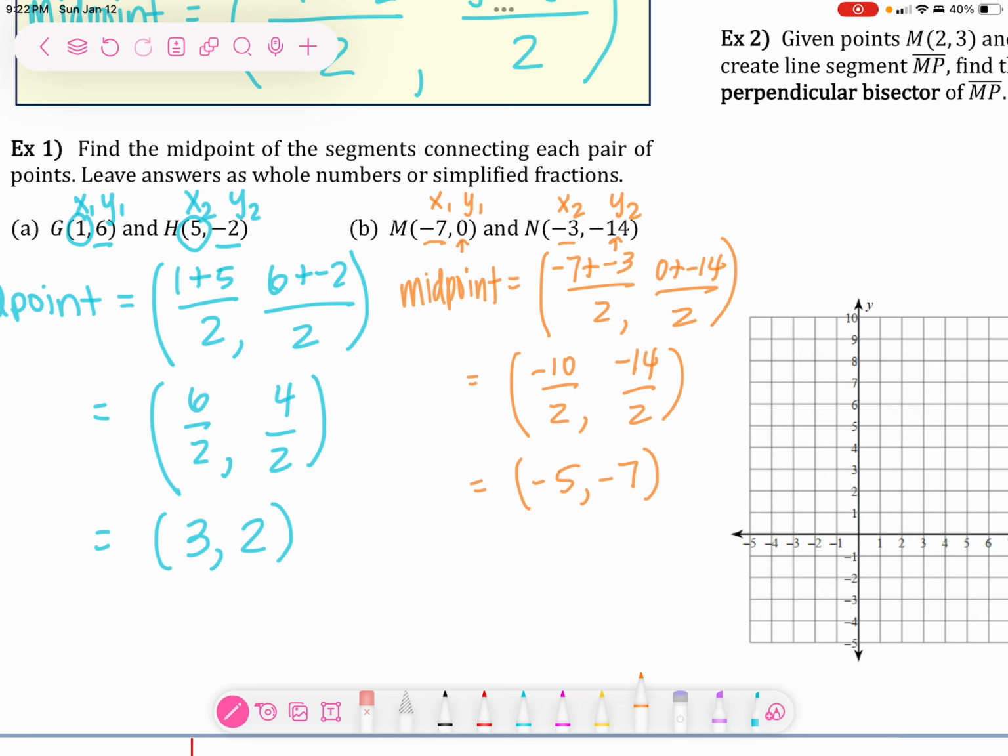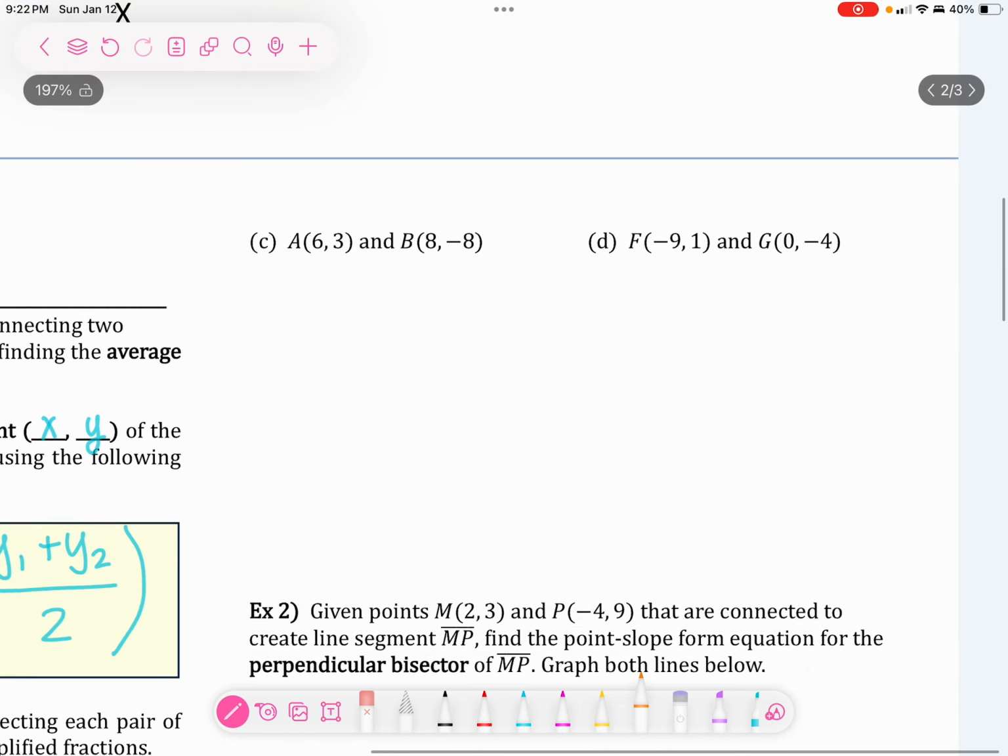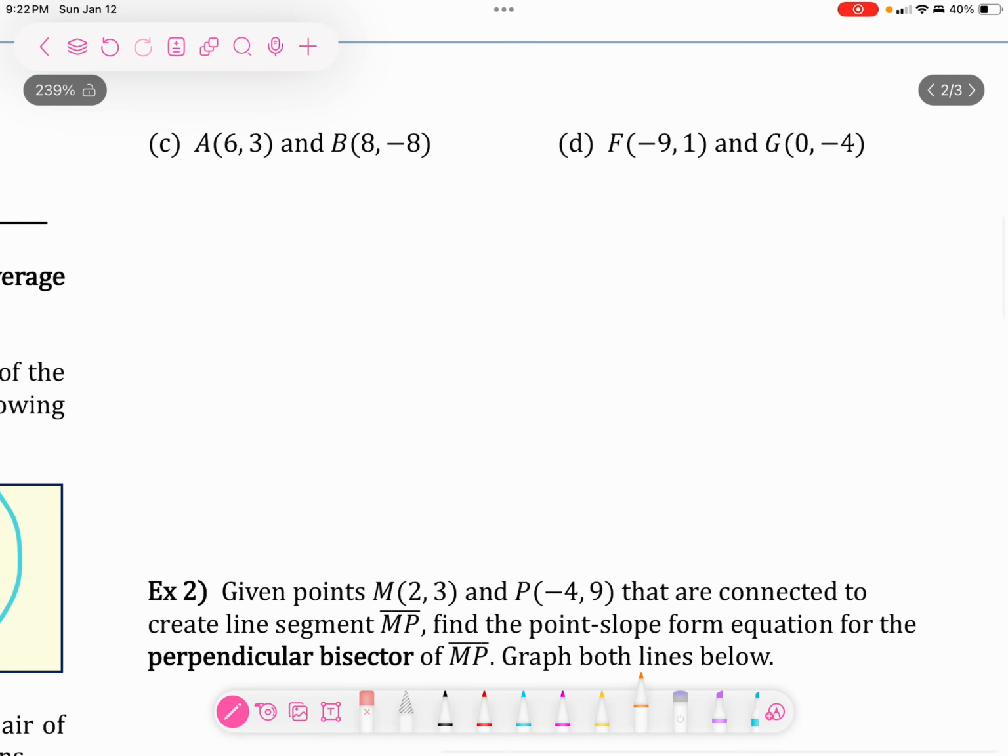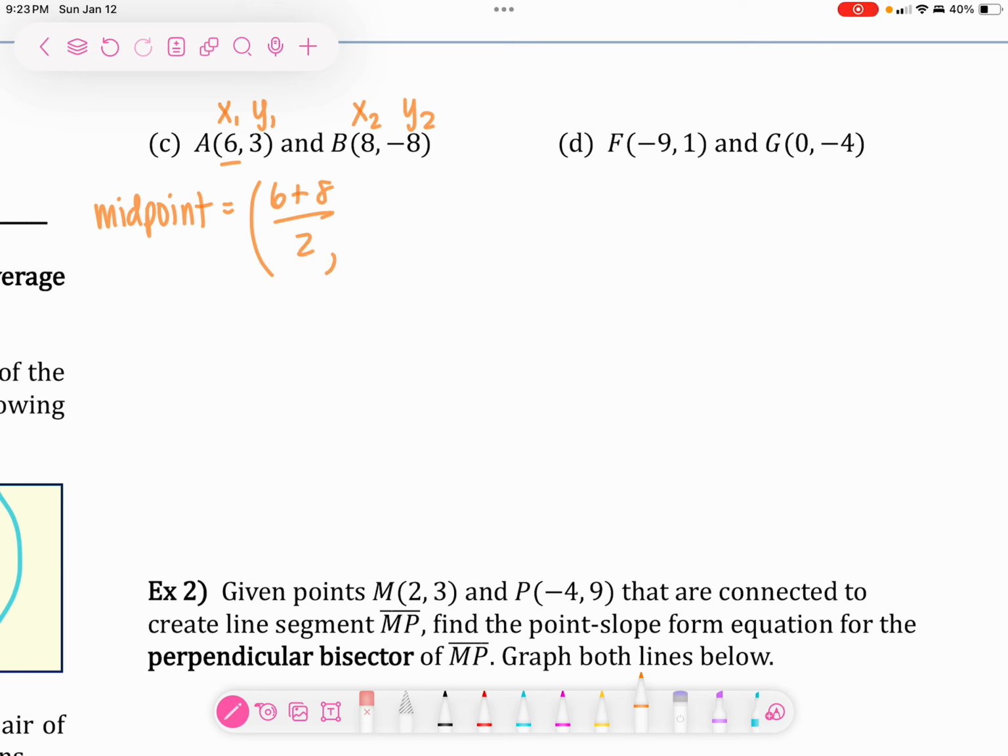Okay, now let's take a look at C and D. So for C, I'm going to label x1, y1, x2, y2. For midpoint, we are going to add the x's, so 6 plus 8 divided by 2. And then for the y's, 3 plus negative 8 divided by 2. We end up with 14 over 2 for the x coordinate and negative 5 over 2 for the y.